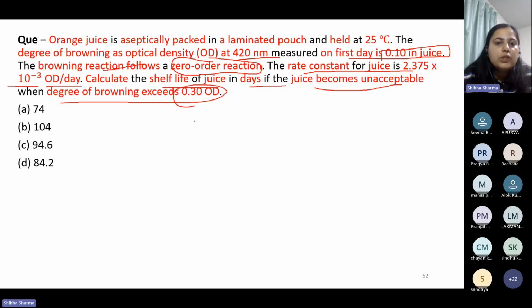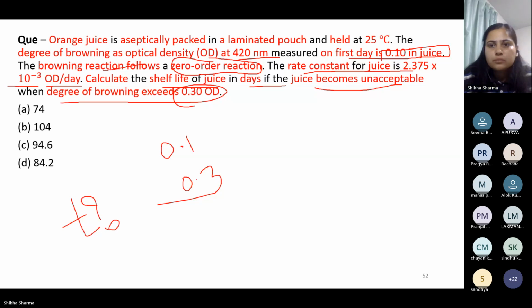So initial OD is 0.1 and final is 0.3. We need to calculate the time, or the shelf life. Rate constant K is given as 2.375 into 10 to the power minus 3. So apply the zero order kinetics reaction.